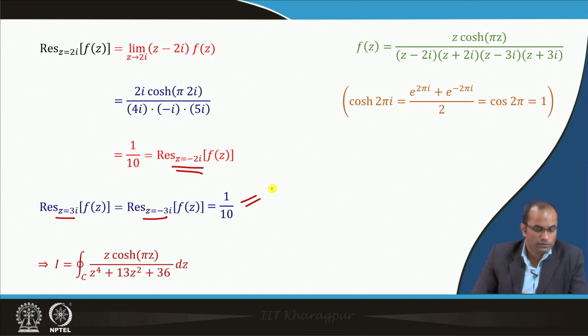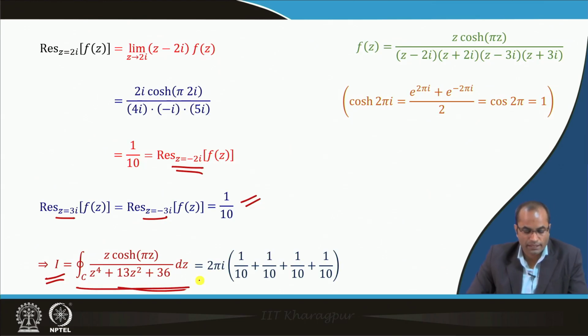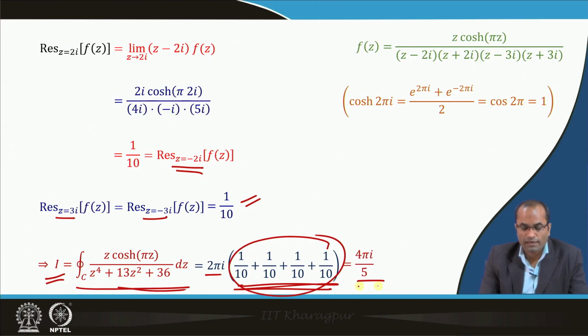So, we can now evaluate this integral, which is 2 pi i times the sum of all these residues, each of which is 1 by 10. So, we have 4 by 10 here and then 2 pi i. So, the final value of this integral is 4 pi i by 5.